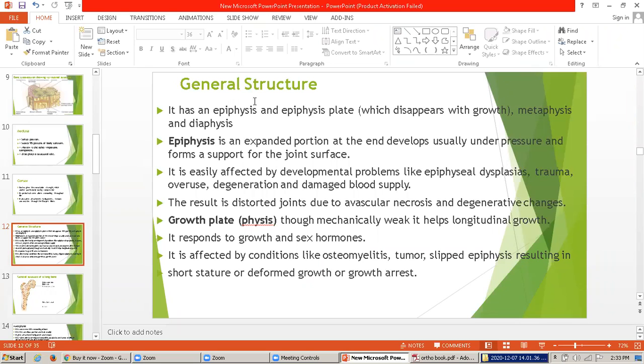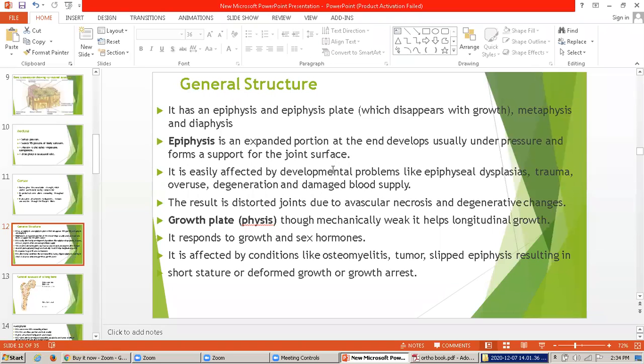So generally, it has an epiphysis and epiphyseal plate, which disappear with growth, and the metaphysis and the diaphysis. When growth occurs from childhood to adult, the epiphysis and epiphyseal plate disappear, and the metaphysis and diaphysis are released. Firstly, the epiphysis is an expanded portion at the end that develops usually under pressure and forms a support for the joint surface.